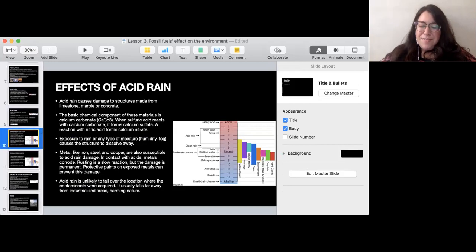Acid rain causes a lot of damage, as I said, to building materials like metals, which it rusts, and to limestone, marble, and concrete. And the thing with acid rain is that it usually doesn't fall right on top of the location of the factories that are using all of these fossil fuels. It usually moves a little because of wind and the atmosphere, and it falls in nature, harming nature. It can even kill animals or plants.